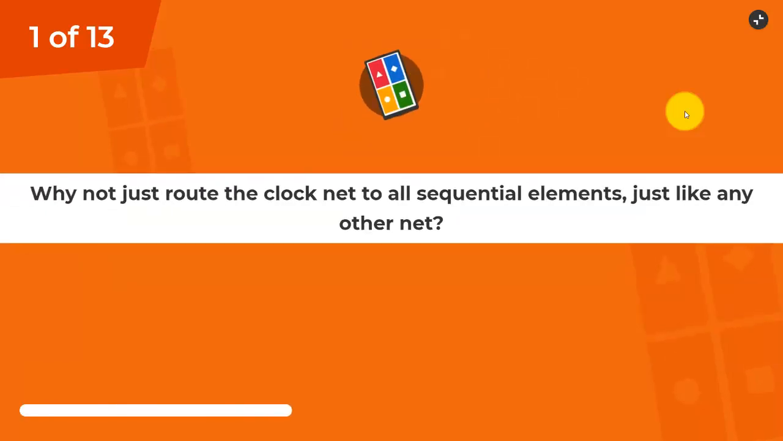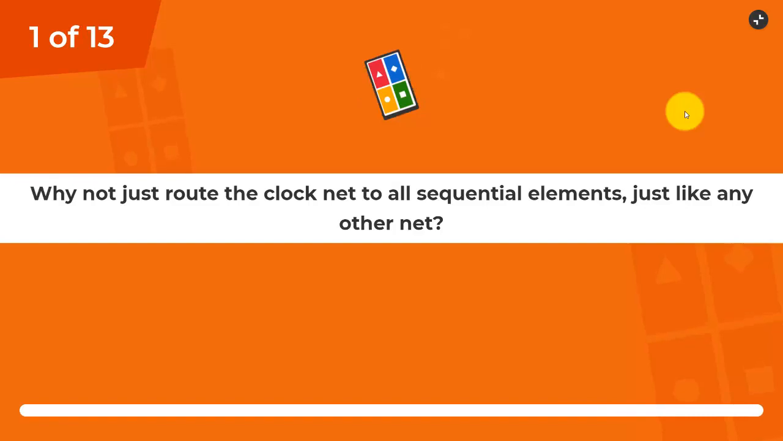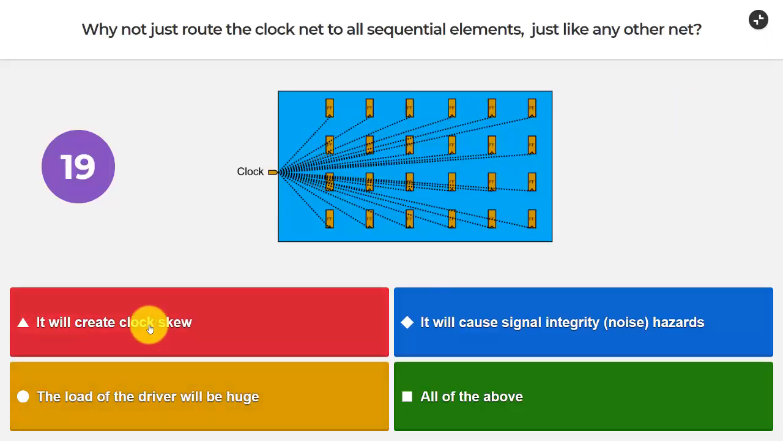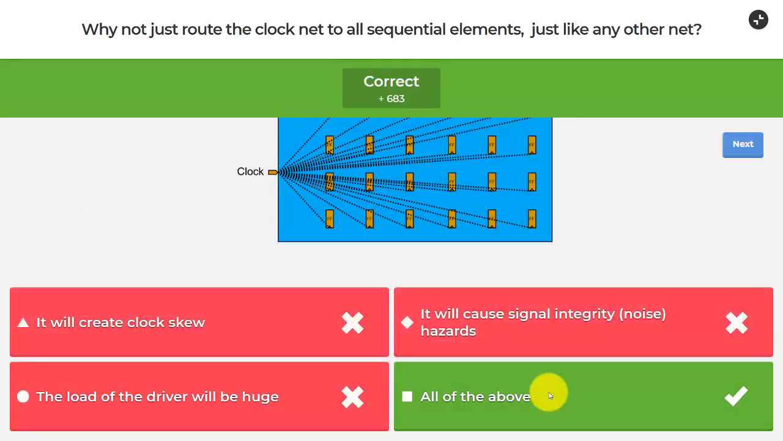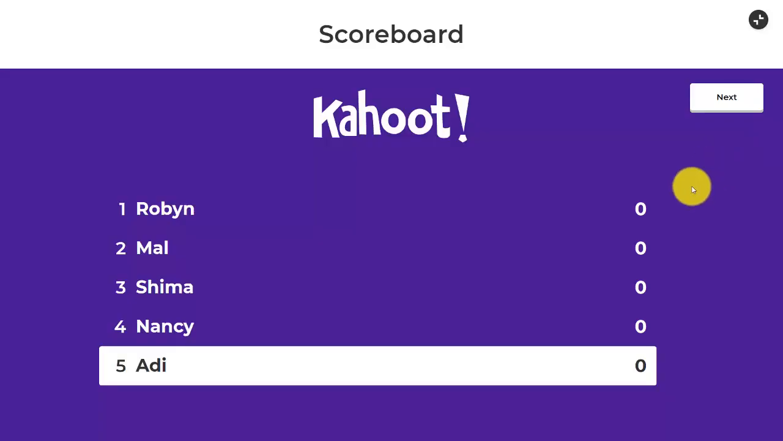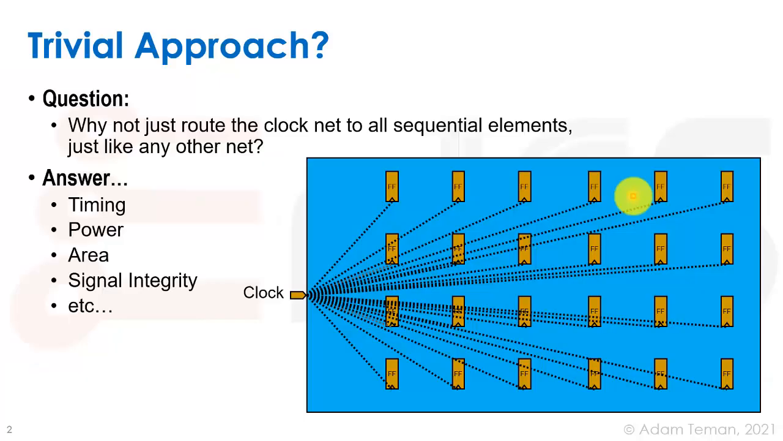So our first question is, why not just route the clock net to all sequential elements just like any other net? Because it will create clock skew, because it will cause signal integrity noise hazards, because the load of the driver will be huge, or all of the above. And I believe it'll be all of the above. So let's go and take a look at why.